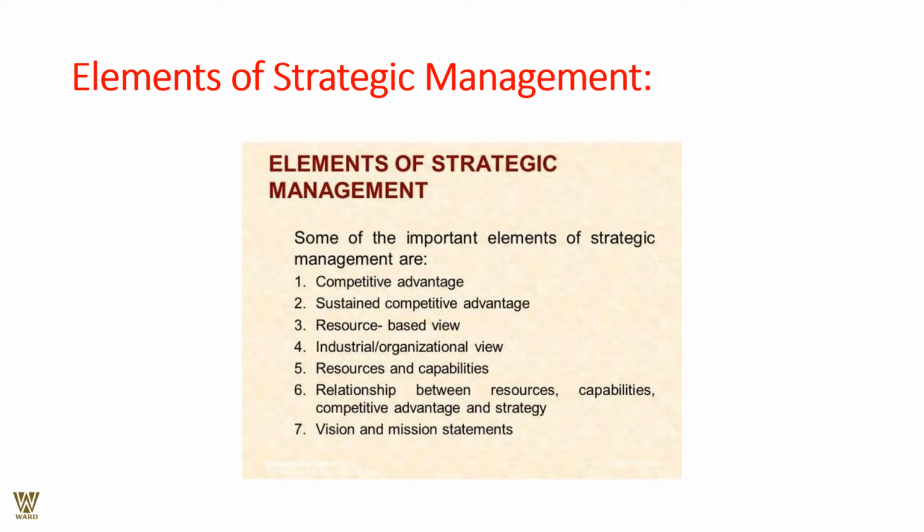Now, we'll talk about the elements of strategic management. Some of the important elements of strategic management are competitive advantages, SCA or sustained competitive advantages, resource based views, industrial organizational views, resources and capabilities, relationship between resources, capabilities, competitive advantages, and strategy thereof, and obviously the vision and mission statement. Remember, this is what brings out the core part of strategic management. We are talking about everything that the company, organization, or the corporation is good at, what and how they will work so that they achieve their end objective as soon as possible.